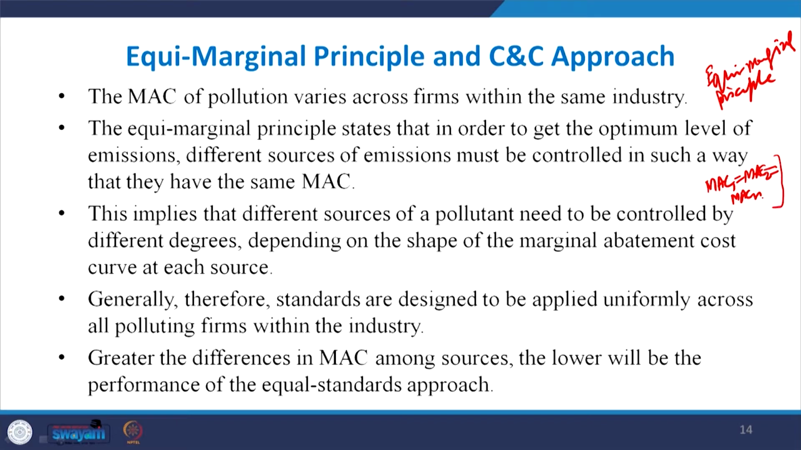The equi-marginal principle, if it is used, can optimally utilize the resources and the pollution level can be efficiently determined. This implies that different sources of a pollutant need to be controlled by different degrees depending upon the shape of the marginal abatement cost curve at each source.